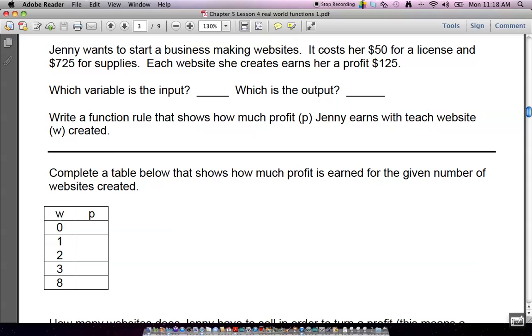Jenny wants to start a business making websites. This is a very realistic kind of business. When you go to the high school, how many of you guys signed up for the computer classes?